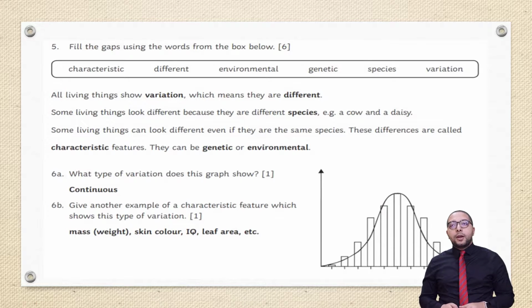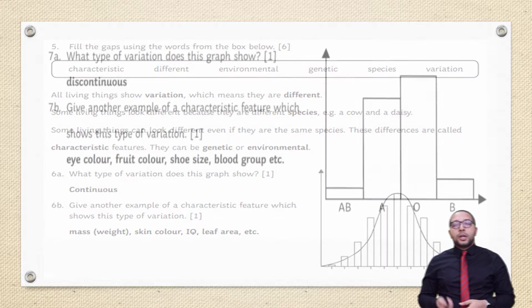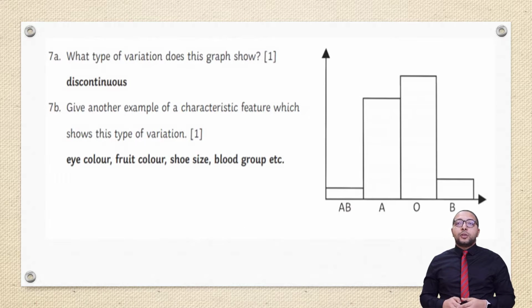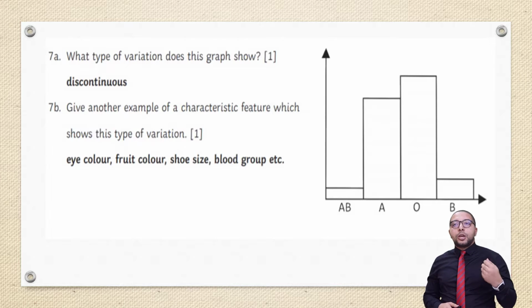On the other hand, I'm going to show you another example for the variation, which is called, in this question, discontinuous variation, because in discontinuous variation it's only one value across the whole time. For example, the eye color is the same across your lifetime. The fruit color is the same, shoe size is the same, blood group is the same.